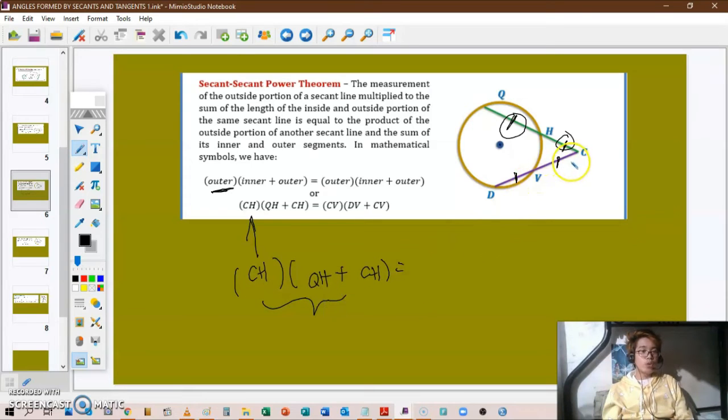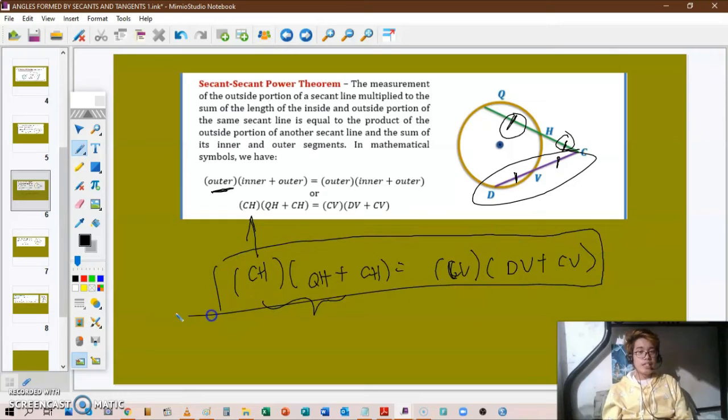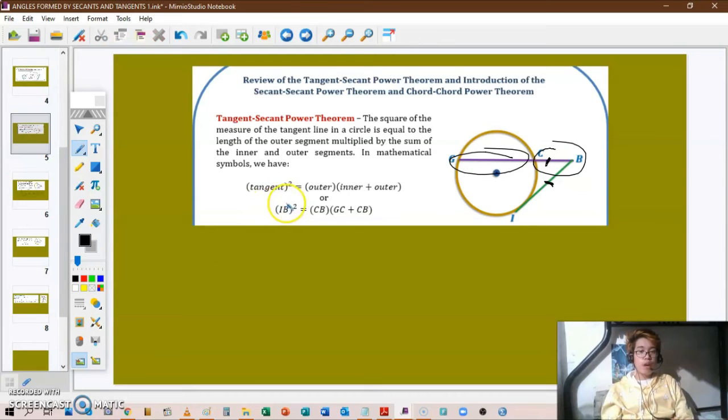So what's the outer for this line? The outer for this line is going to be CV, multiplied by the inner, which is DV plus CV. That's our formula for the secant power theorem. So there are no squares. The square can only be found in the tangent formula.